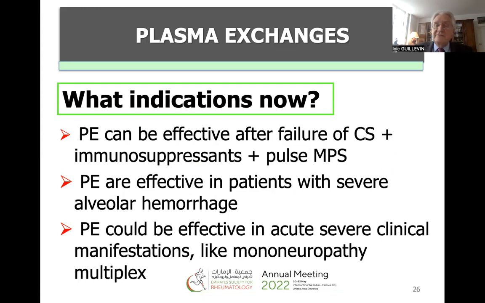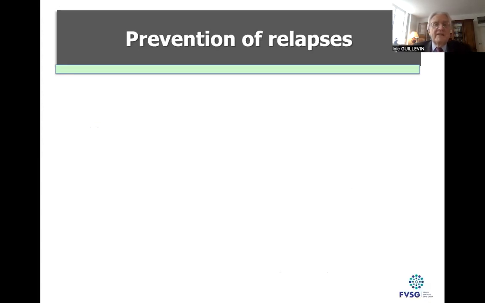Plasma exchanges can be effective as a second-line treatment. They are also very effective in severe alveolar hemorrhage. And this treatment, even if it hasn't been shown by a prospective study, is used by clinicians all over the world, and maybe in some very acute, extensive, and severe diseases.